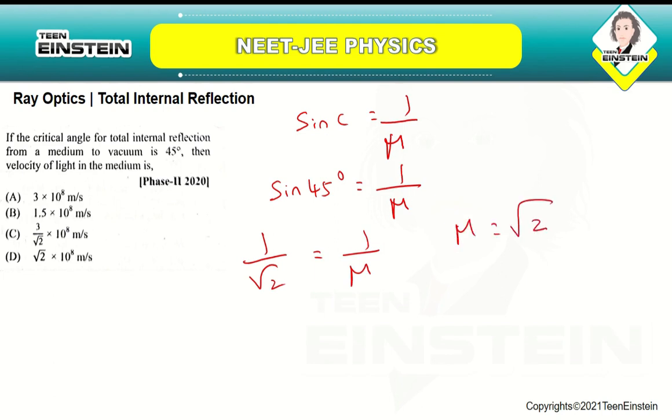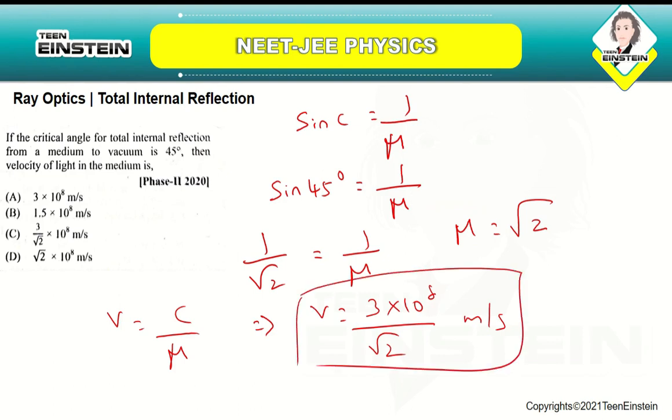So, the velocity of light in the medium is given by V is equal to C by mu, or V is equal to 3 into 10 power 8 by root 2 meter per second. So, the correct answer is option number C, 3 by root 2 into 10 power 8 meter per second. It is a direct substitution of the formula where you make use of sin C equal to 1 by mu, and finally you get the velocity value as 3 into 10 power 8 by root 2. Let us now move on to the next question.